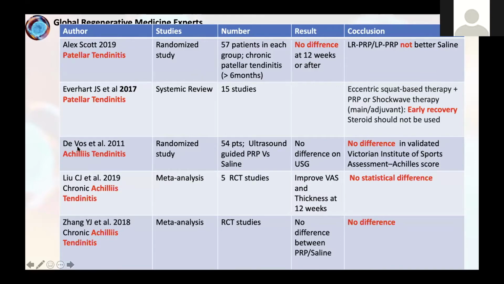For the Achilles, DVOs have done a randomized study with 54 patients, and they found there's no difference on ultrasound if you compare the thickness or the density of the tendon, and there's no difference in the score. Another meta-analysis by Liu also found no difference. So we can see the literature shows there is an improvement if you use PRP for patellar tendinitis, tennis elbow, and rotator cuff. But for chronic, degenerative Achilles tendinitis, it doesn't help.